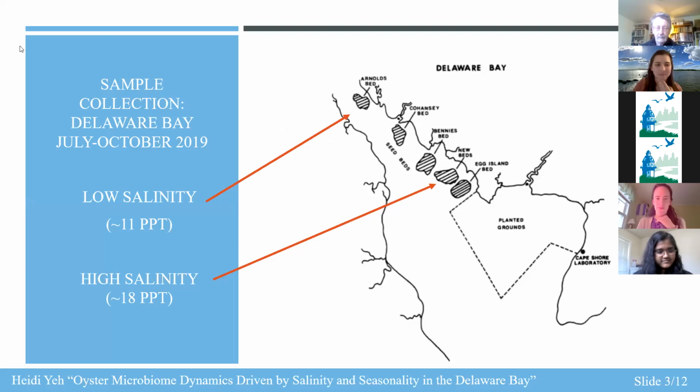Back before the pandemic, from July to October of 2019, oysters were collected on a monthly basis from 2 sites in Delaware Bay that differ markedly in their salinity levels. The sampling coincided with the peak of dermo disease prevalence in the bay, and future data analysis will look at the potential interplay of microbiome dynamics with the disease.